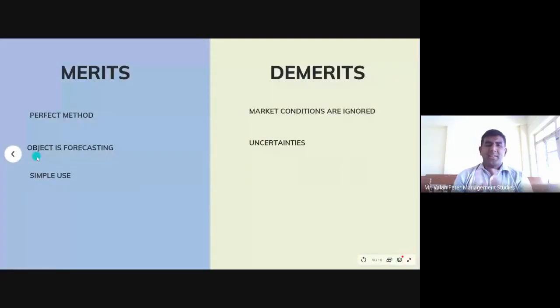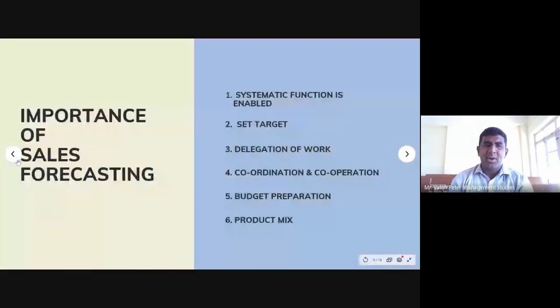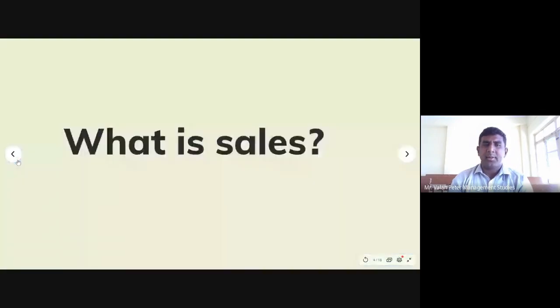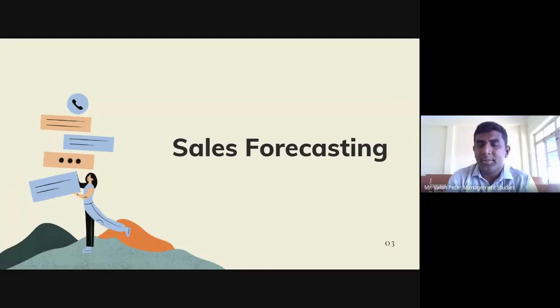So these are the types of forecasting we saw today. Are there any doubts? Any doubts? Any doubts on the topics? Any doubts?